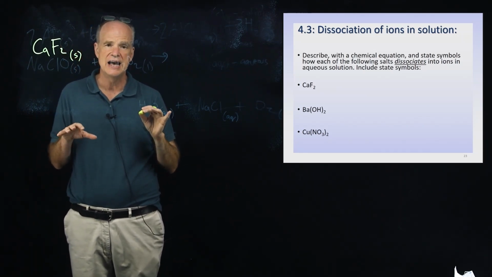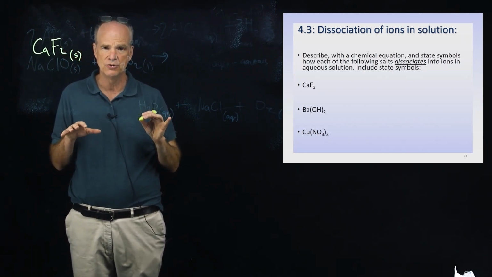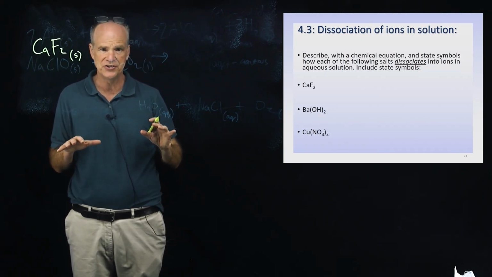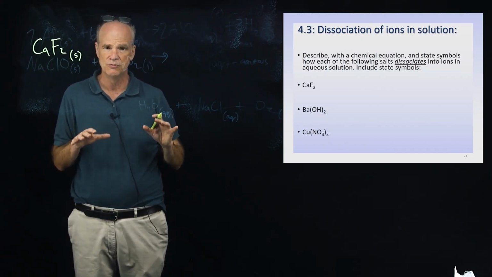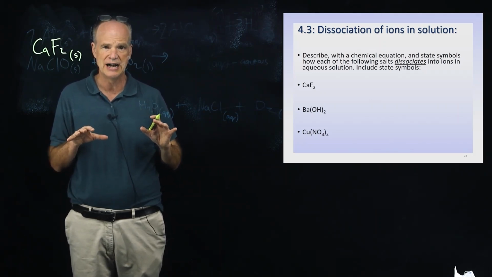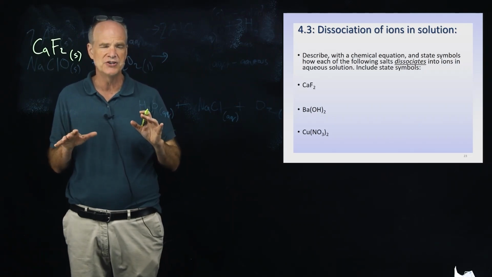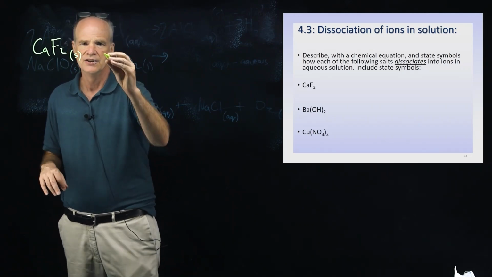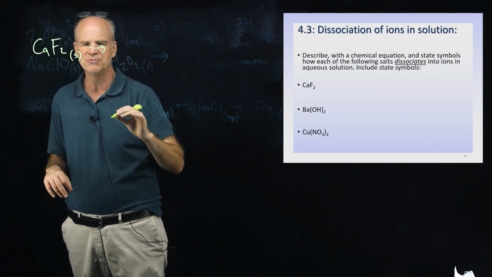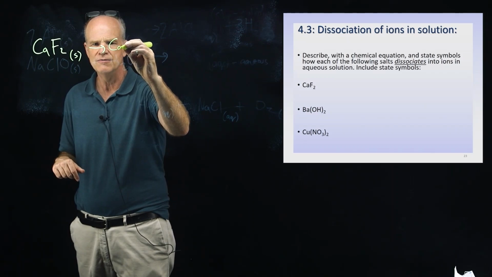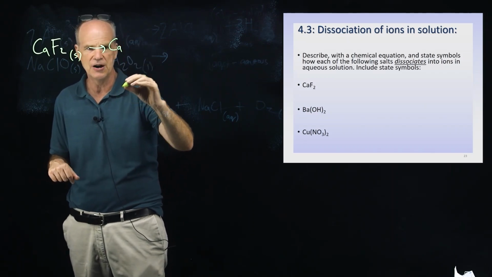Can you write a correct chemical equation to describe the separation of the calcium and the fluoride ions in water? This would be an equation for the dissociation of calcium fluoride into calcium and fluoride ions. The first thing I'm going to do is make a slight mistake to make a point, but then I'll do it correctly. Some people make this mistake, so try not to do this. But here, calcium is fine so far.